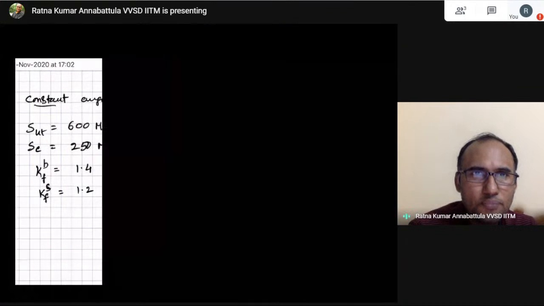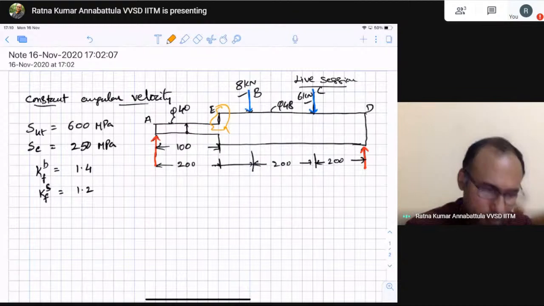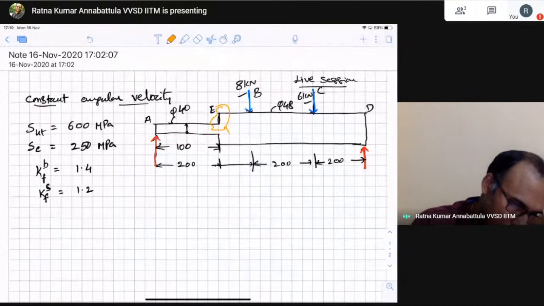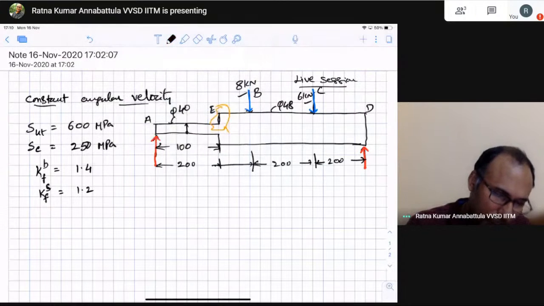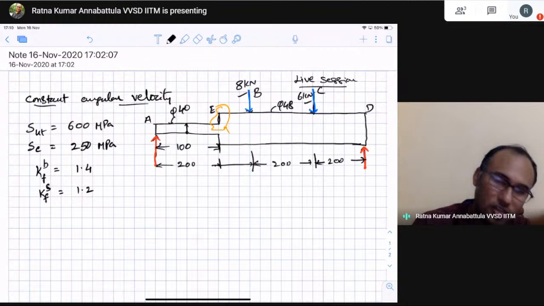All right. So let us carefully think about how we want to solve this problem. Here, in the first place, we need to verify whether this is a time varying problem, or a fatigue problem, or not.